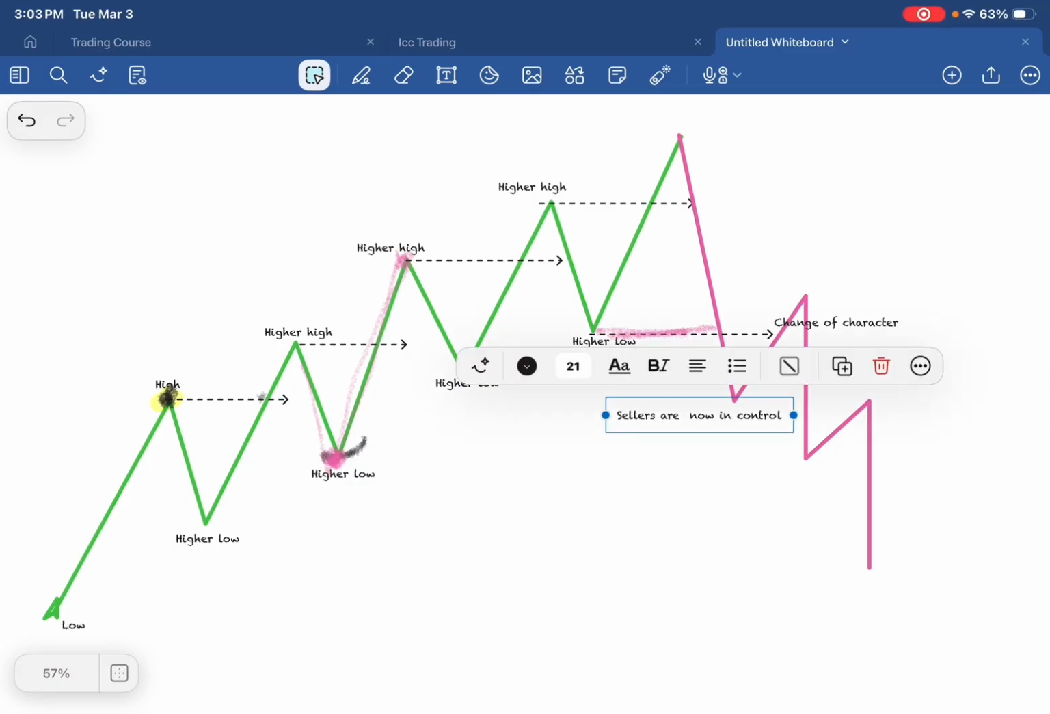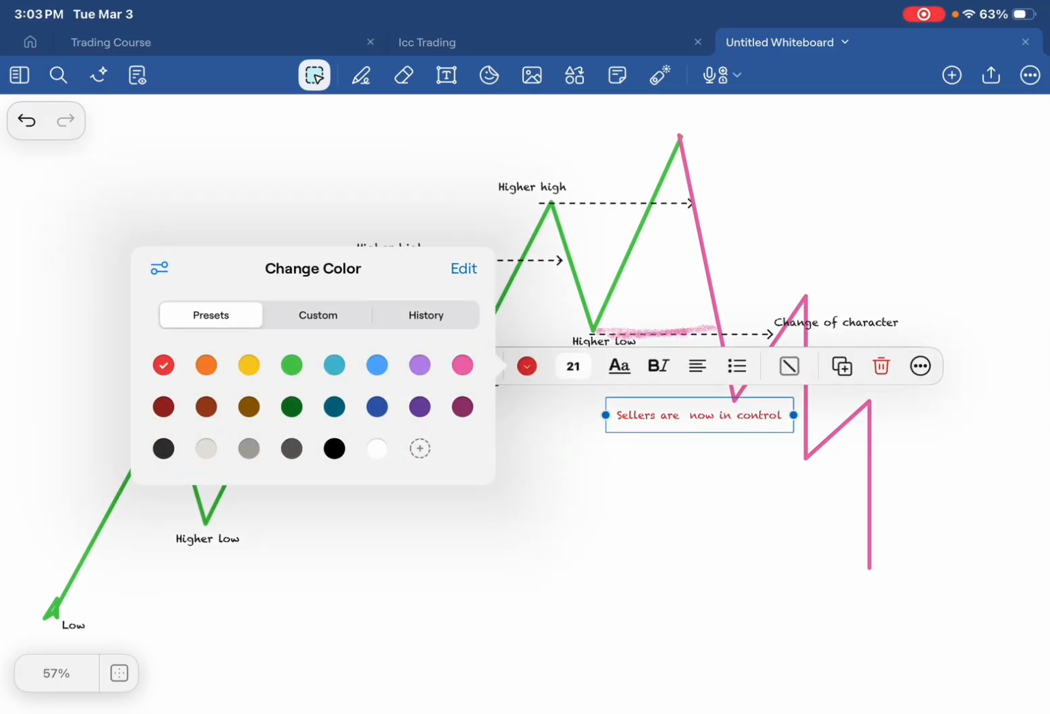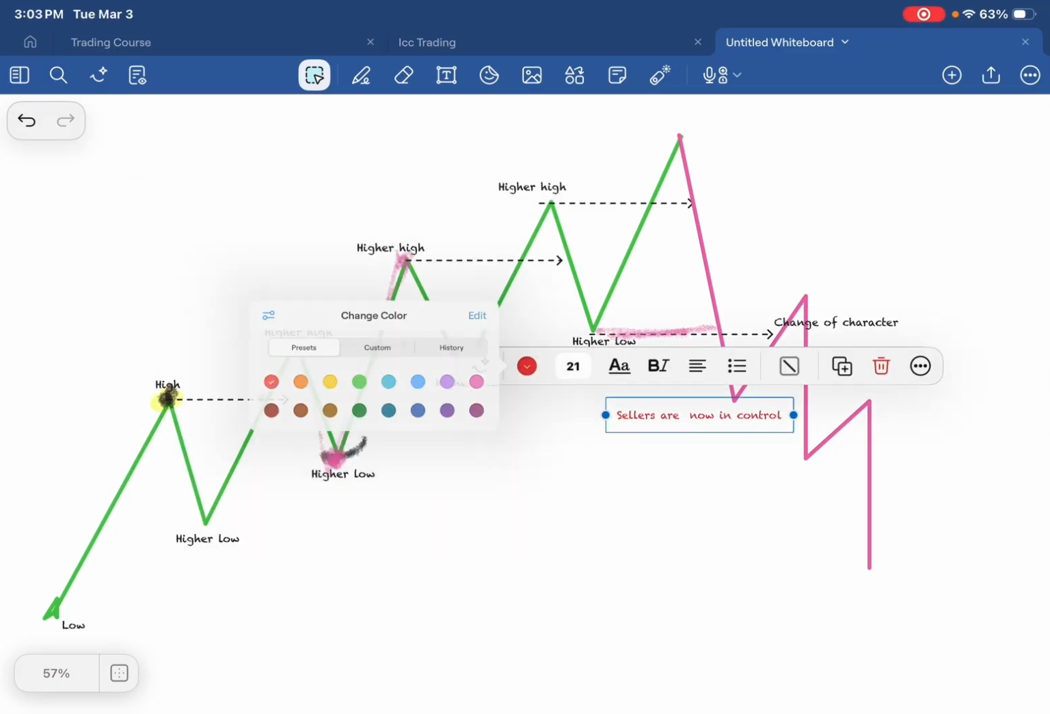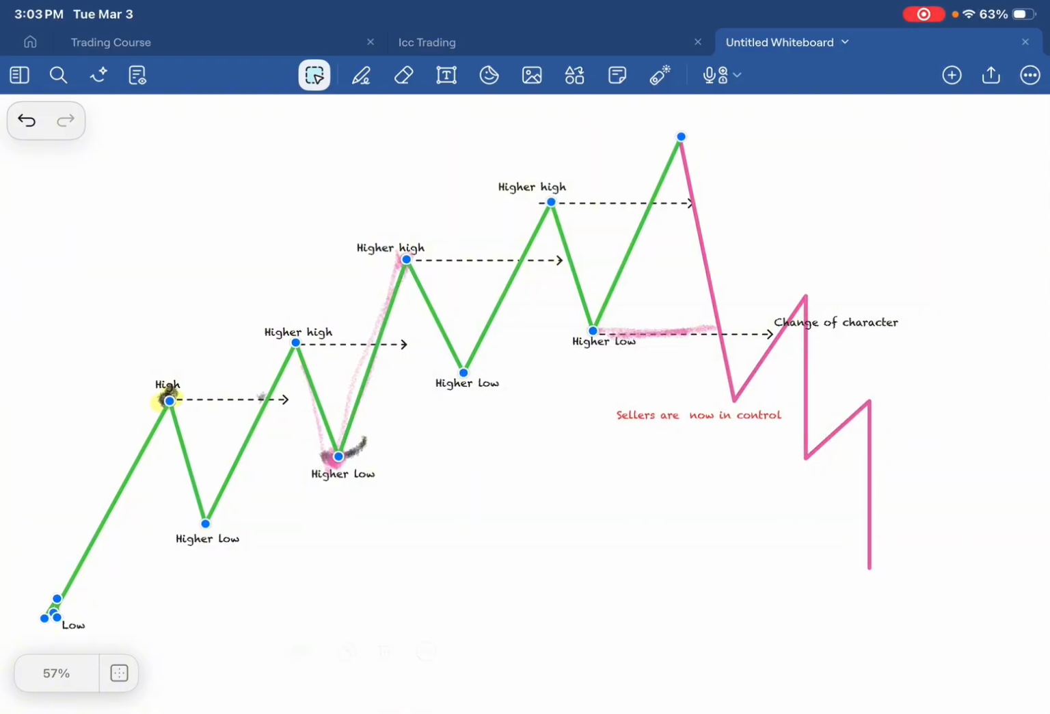Let me even put this in red. Sellers are now in control. So if you're in a trade and you entered the trade here, once you see this happen, where price breaks a higher low, exit the market because sellers are now in control of the market.